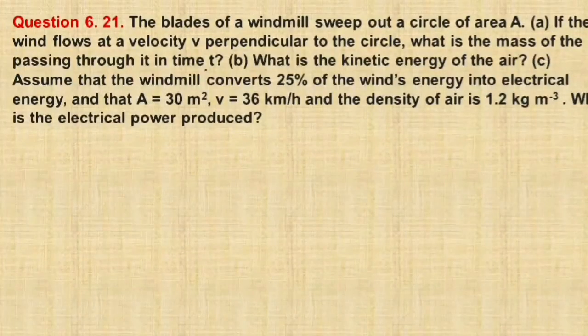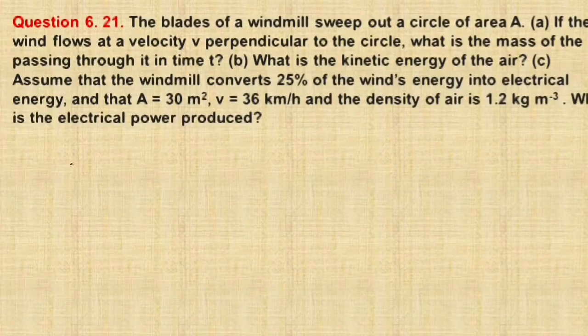Now let's do question number 6.21. The blades of a windmill sweep out a circle of area A. If the wind flows at a velocity v perpendicular to the circle, what is the mass of the air passing through it in time t? So we have to calculate first the mass of the air. Second, what is the kinetic energy of the air? Third, assume that the windmill converts 25% of the wind's energy into electrical energy. The area is given, the speed is given, the density of the air is given, so what is the electrical power produced?